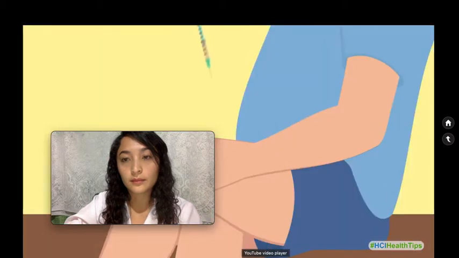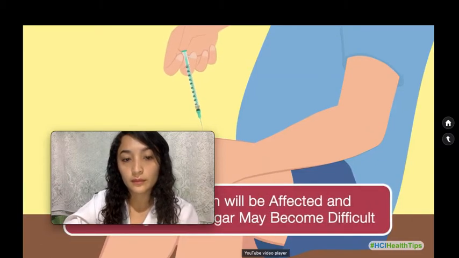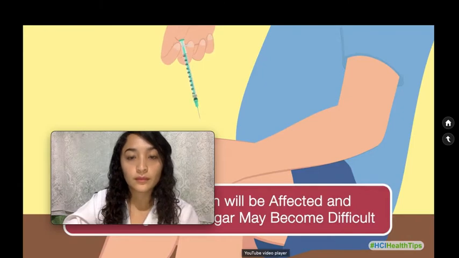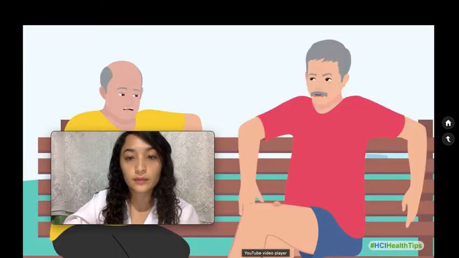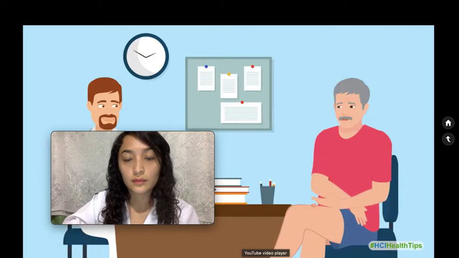He also informs him that if insulin is continuously injected into this lump area, then insulin absorption will be affected and controlling blood sugar may become difficult. He advises Danny to get an appointment with his diabetologist. The doctor explains to Danny that he has lipohypertrophy. He advises preventive and management techniques to Danny.